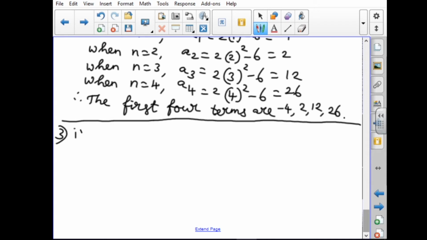The first one, they have given 2, 5, 10, 17. They have given one sequence. From the sequence, we have to find out the nth term. The second one, they have given the nth term. We have to find out the first 4 terms. The third one, they have given the sequence. We have to find out the nth term.